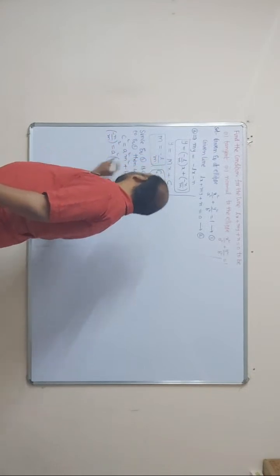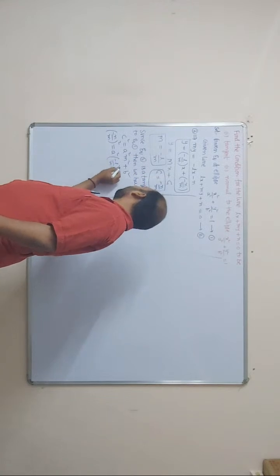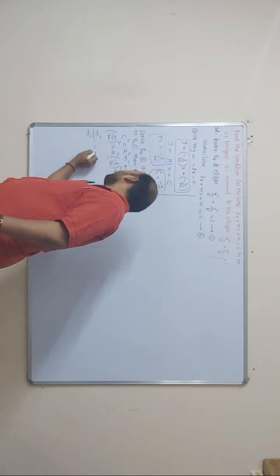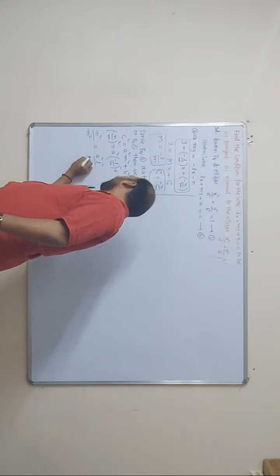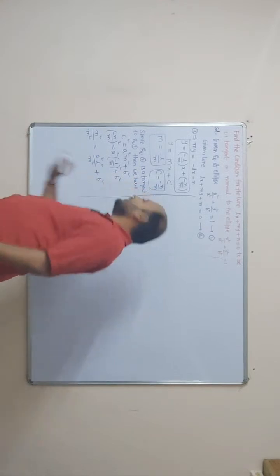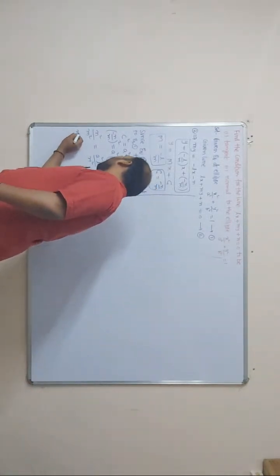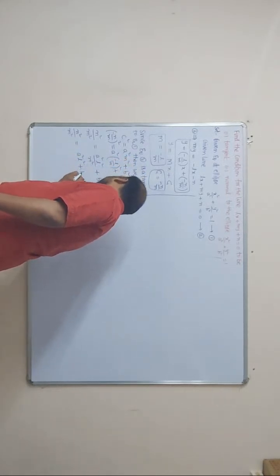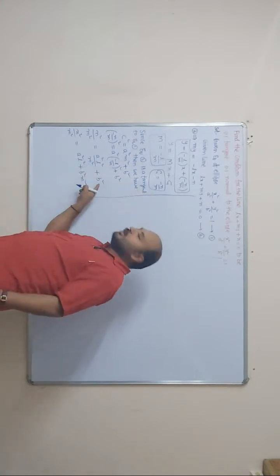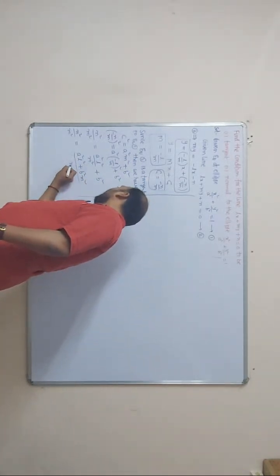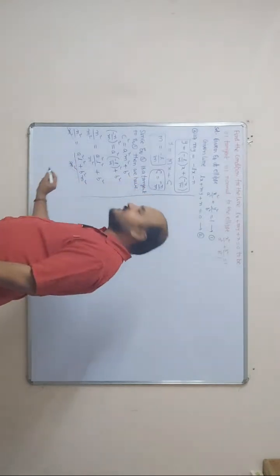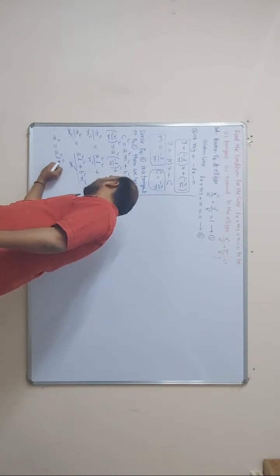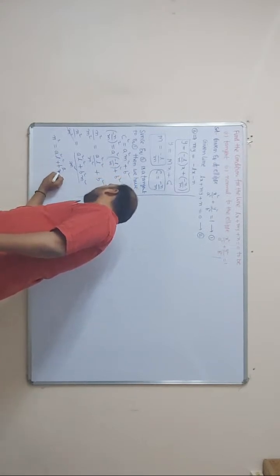A square into m value minus L by m plus b square. So it will become n square by m square is equal to a square l square by m square plus b square. Take LCM both sides. n square by m square is equal to a square l square plus b square m square, m square into b square by m square. So both the denominators will be cancelled. Therefore we have n square equal to a square l square plus b square m square.